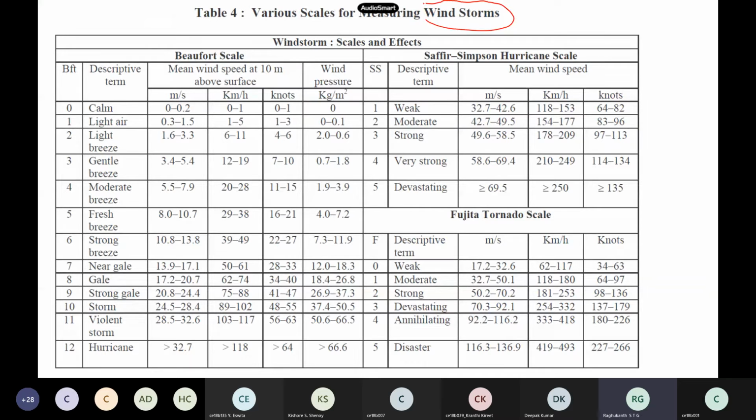So the definition of windstorm. There are several scales. One is the Beaufort scale, which in India we all use. There is another scale, Saffir-Simpson, for hurricanes; these scales are used in the US or somewhere, and for tornadoes, in Japan or China, you followed. They also give these types of scales.